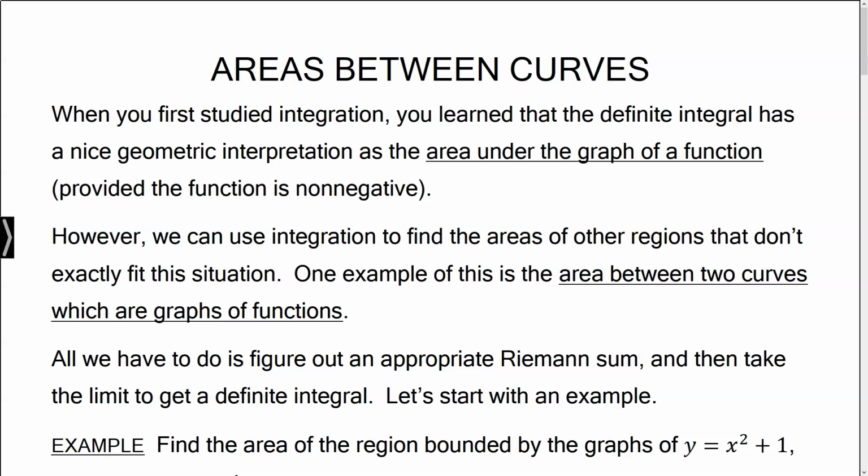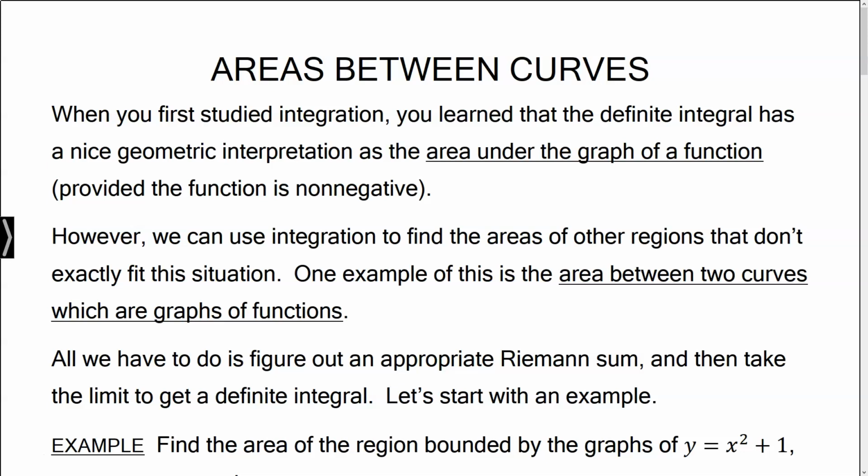So one of the most basic applications of integration is related to something that you should have done in Calc 1. When you first studied integration, you learned that the definite integral has this nice geometric interpretation as the area under the graph of a function. Now that's provided the function is non-negative. If the function is negative, then it's possible to think about net area, where the area below the x-axis is counted as a negative area. But just for the sake of argument, if it's non-negative, then the integral simply represents the area of a region.